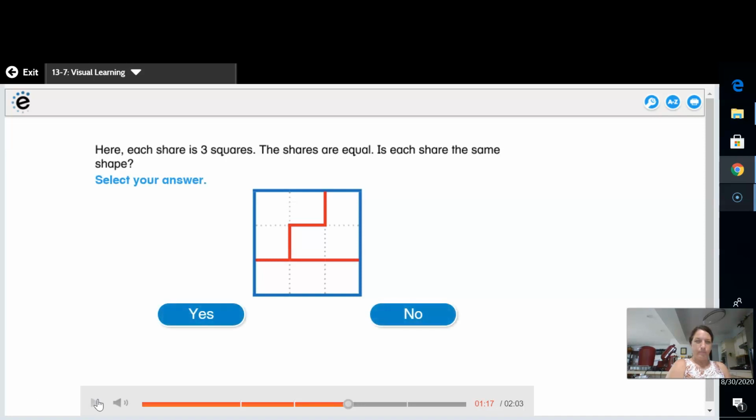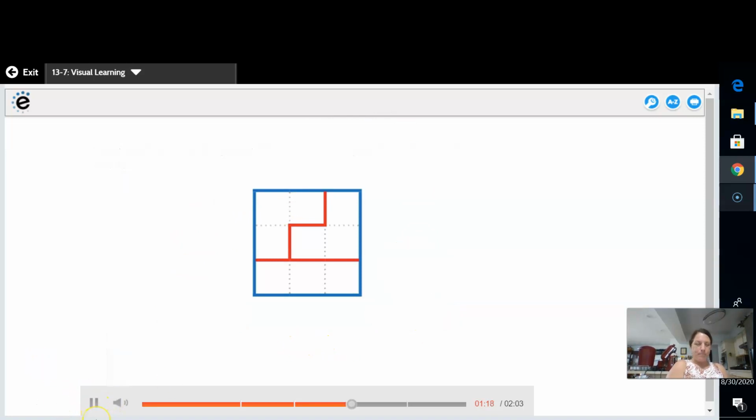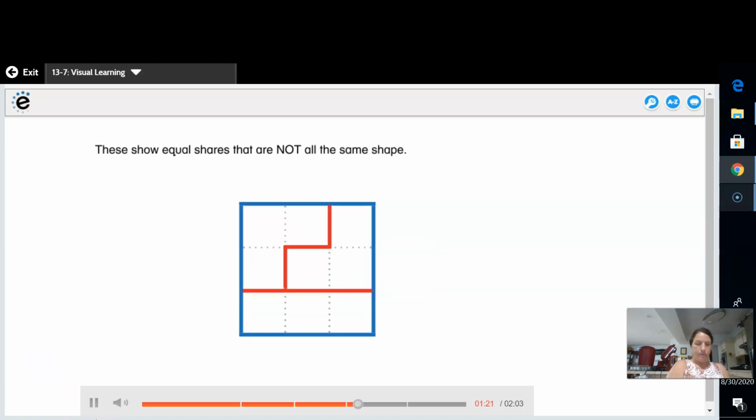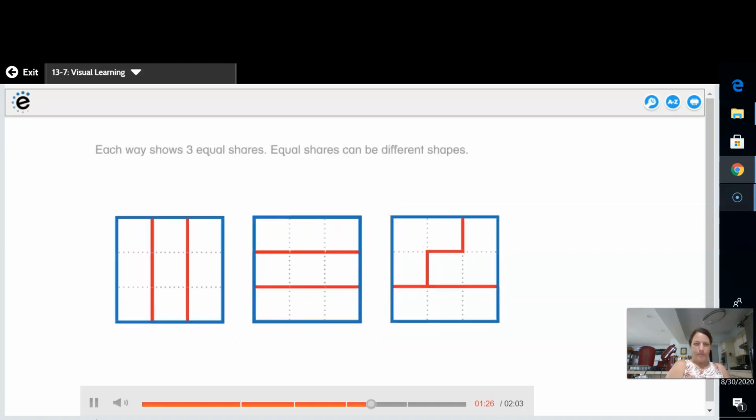Select your answer. Well, no, they're not the same shape, but are they still equal? This has 1, 2, 3 small squares. This has 1, 2, 3 small squares, and this has 1, 2, 3 small squares. So yes, they are equal shares. No, they are not the same shape. These show equal shares that are not all the same shape. Each way shows 3 equal shares. Equal shares can be different shapes.